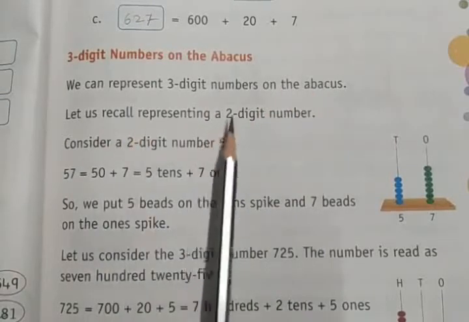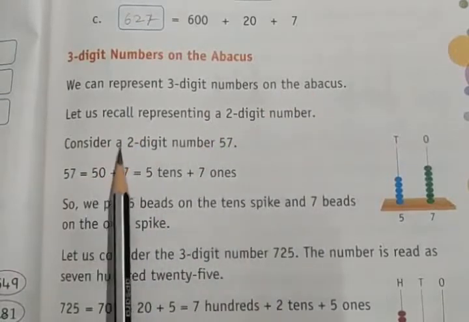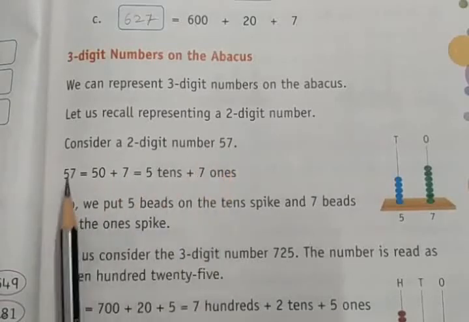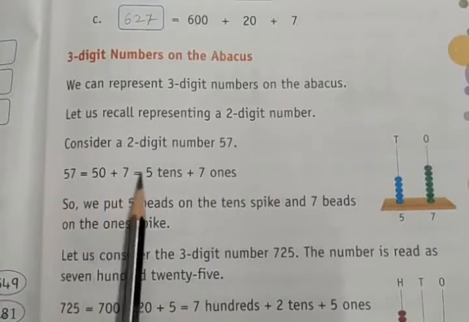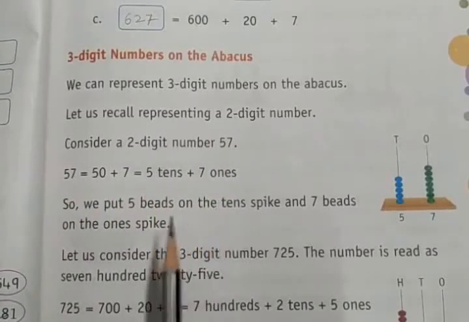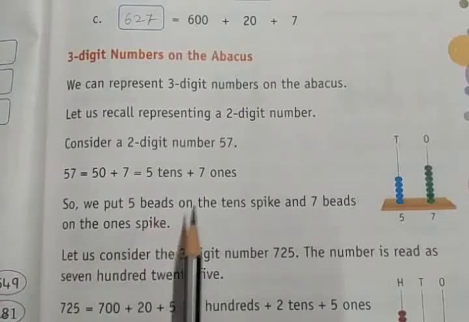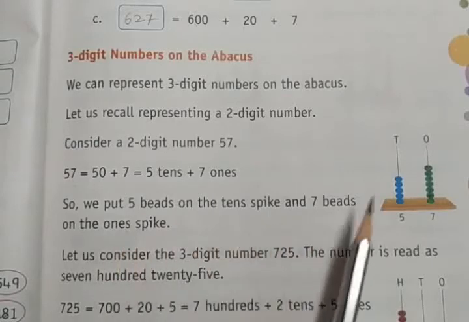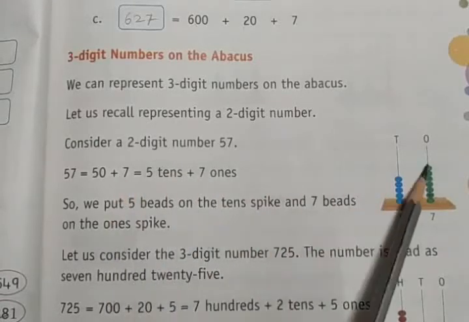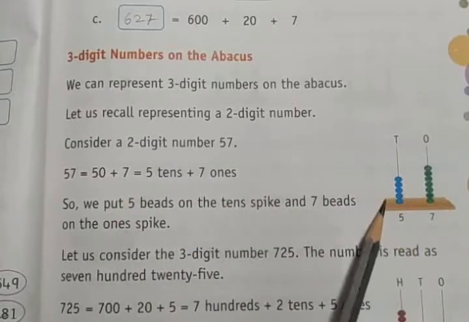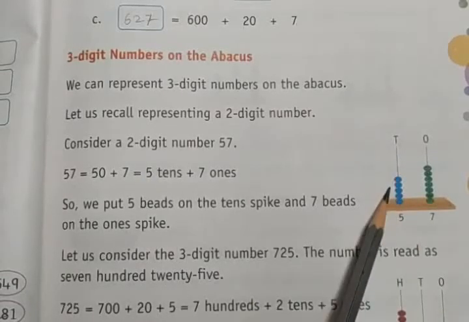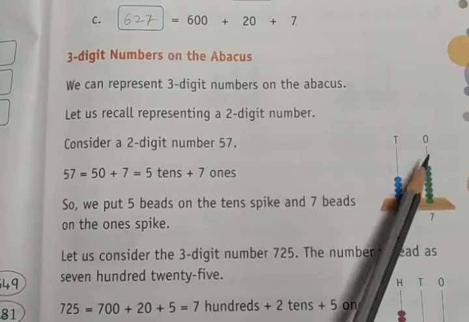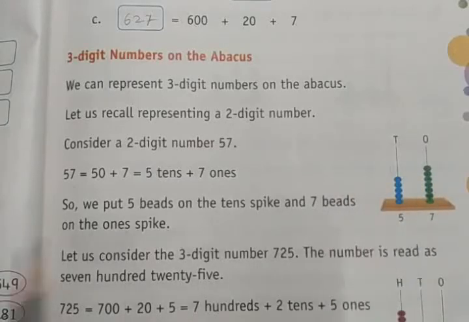Let us recall representing 2-digit numbers. Consider the 2-digit number 57. 57 is 50 plus 7, which is 5 tens, 7 ones. So we put 5 beads on the 10 spike and 7 beads on the 1 spike. That's it. 5 beads on the tens place and 7 beads on the ones place. 1, 2, 3, 4, 5, 5 tens, 50. 1, 2, 3, 4, 5, 6, 7, 7 ones. That is 57.